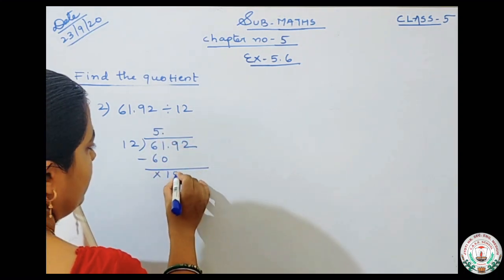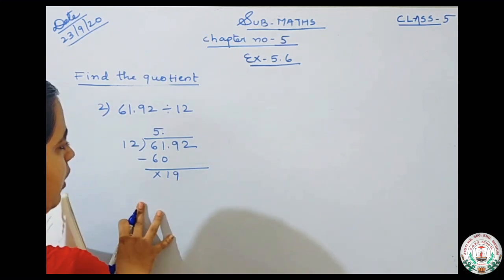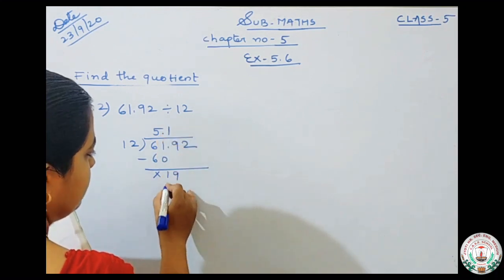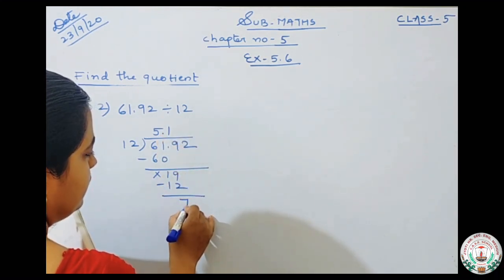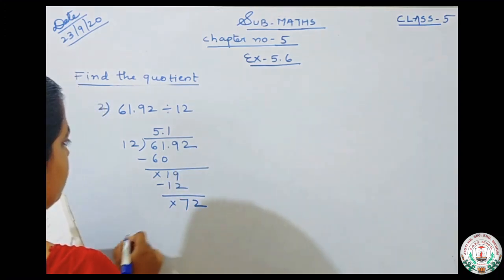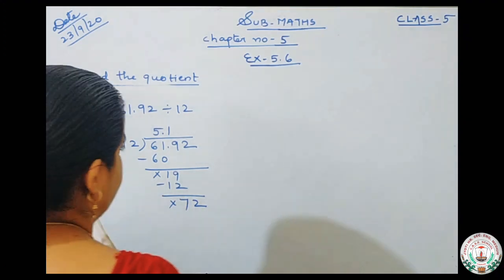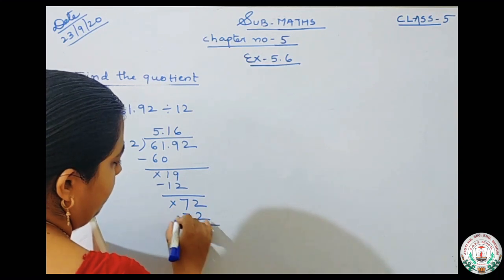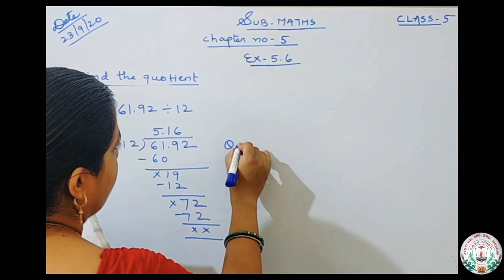Then note down the next one. 19. So in the table of 12, 12 1s are 12. 12 2s are 24. 24 will be greater. So we will take here 1s are 12. 9 minus 2, 7. 1 minus 1 is 0. 7 and here 2, 72. In the table of 12, 72 comes? Yes. 12 6s are 72. Minus it, 0, 0. So what is the quotient in our second question?